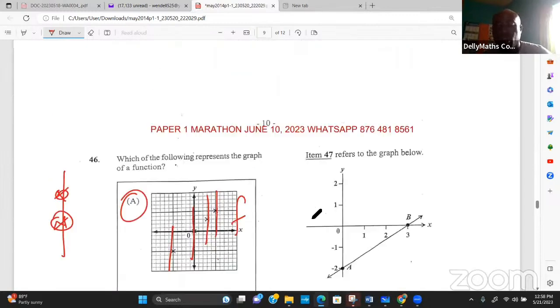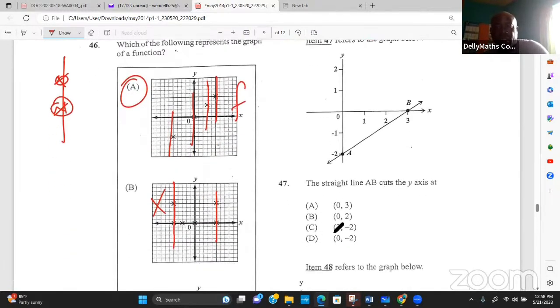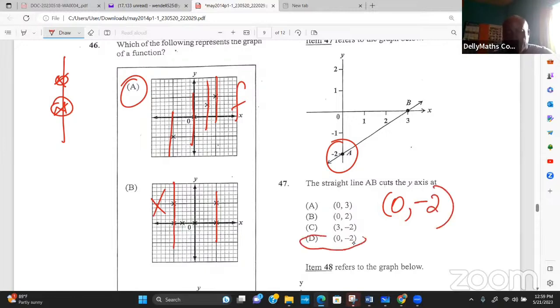All right, let's go. Item 47 refers to the graph below. So you're looking at your graph. The straight line AB cuts the y-axis at what? Now, -2, yeah, but what's the coordinate? Every y-intercept, the coordinate for x is 0. So it is (0, -2). We're looking for that. That is D right there.